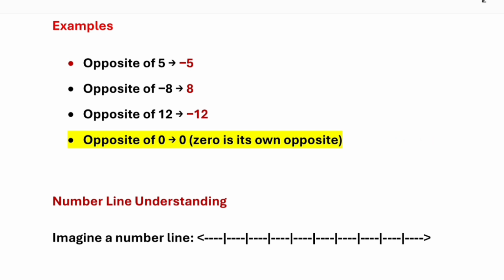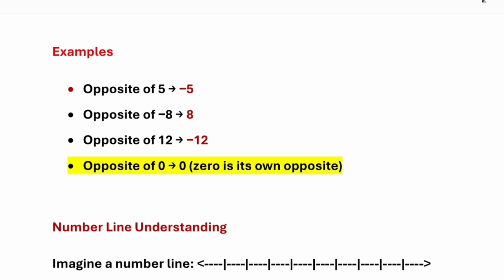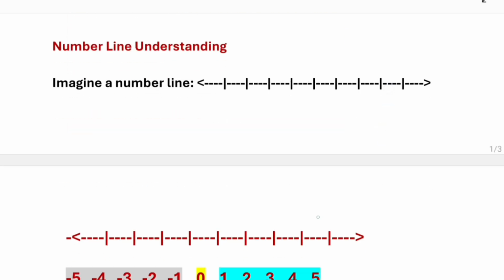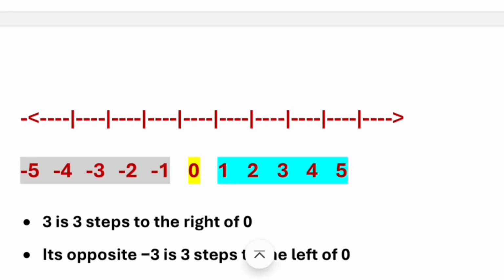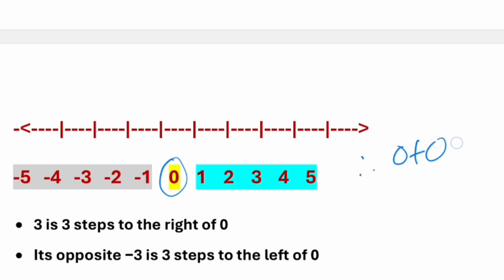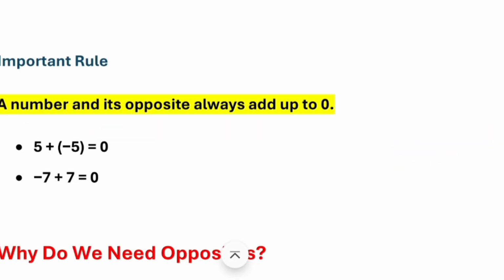Herein we observe two main core ideas about opposite numbers. The first one is the opposite of 0 is 0, because 0 has no positive and no negative value. It's a constant value. Therefore, 0 plus 0 is equal to 0.